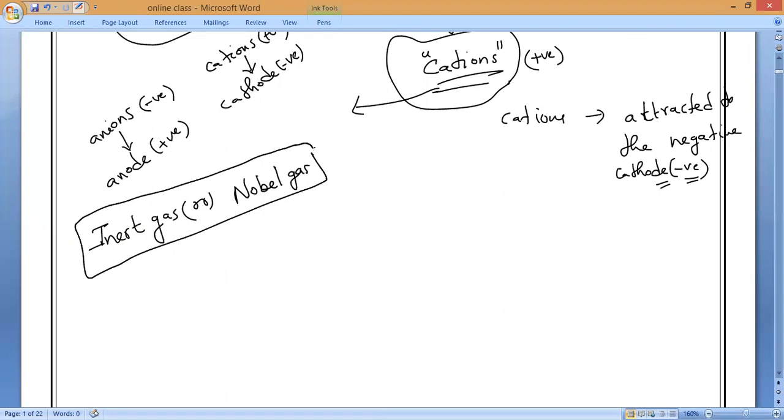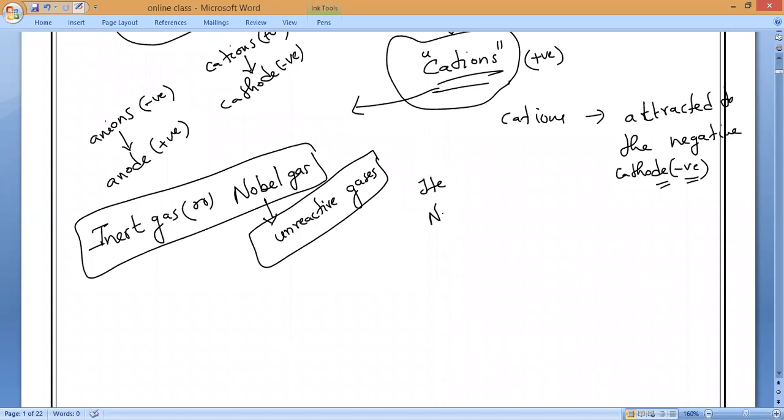Yes, sir. So inert gas or noble gas, which we can say unreactive gas, which are very stable in nature. We have many such gases, like helium, neon, argon, krypton, xenon. These gases we will say are inert gases, meaning unreactive gases.